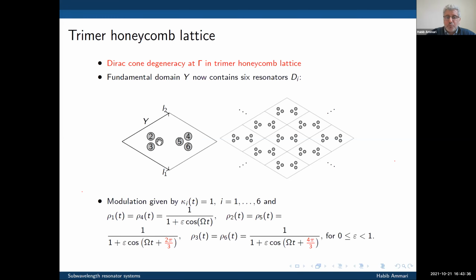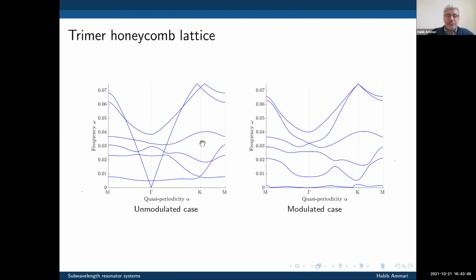So we have one turning in some orientation, and the other one has the opposite orientation. And we make a honeycomb structure out of this. And what we can prove is that without modulation, the Dirac singularity is at the K point. And when we start to modulate, we can make the Dirac singularity at the gamma point, which is great. This is the Dirac singularity for our honeycomb structure.